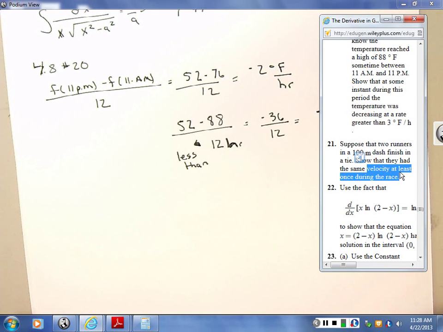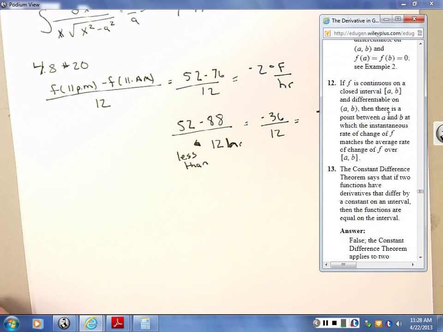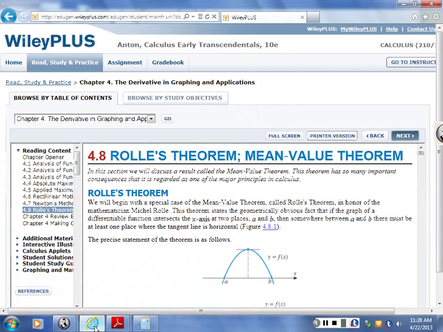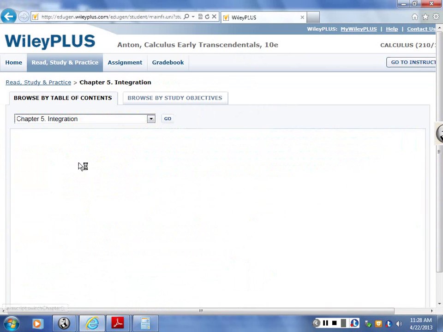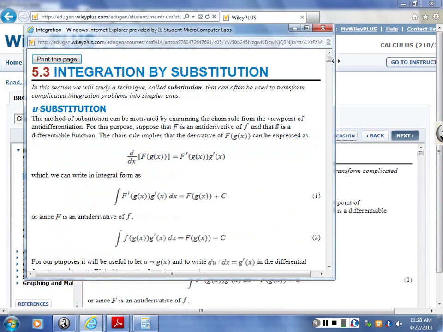Any other questions on the written homework or on Wiley homework? Also, what section? No, the 5.3, 12B? 5.3. No, this is 4.8. So this will be the last one I have time for. 5.3, 12B.